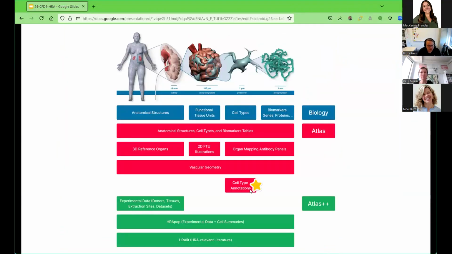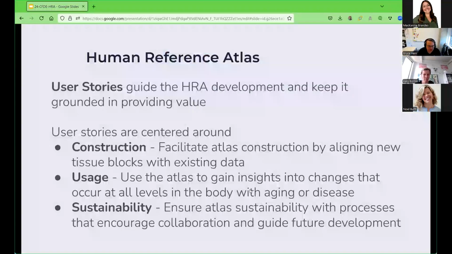So that's the overall architecture, and we'll dive into the individual pieces and parts, but I just wanted to give a high-level overview with that. And then we'll now talk about user stories, which is an integral part of the HRA.